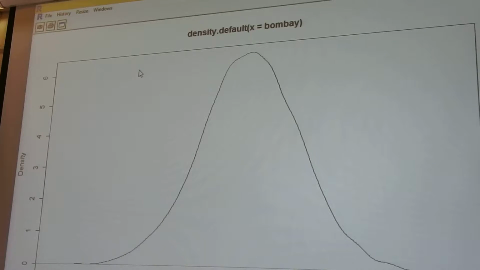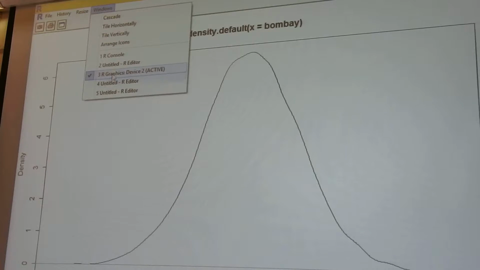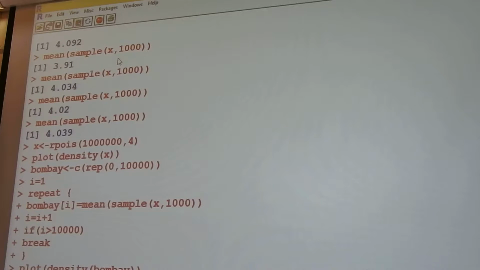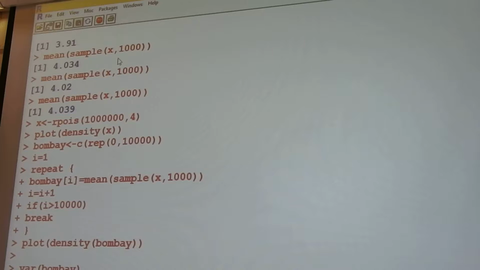You see the distribution of the sample mean? Almost normal. The mean of the population is 4. The mean of the sample mean is also 4. And what will be the variance of the sample mean? Can you guess? So I just ask you to find the variance of Bombay. 0.004. Why is it 0.004?